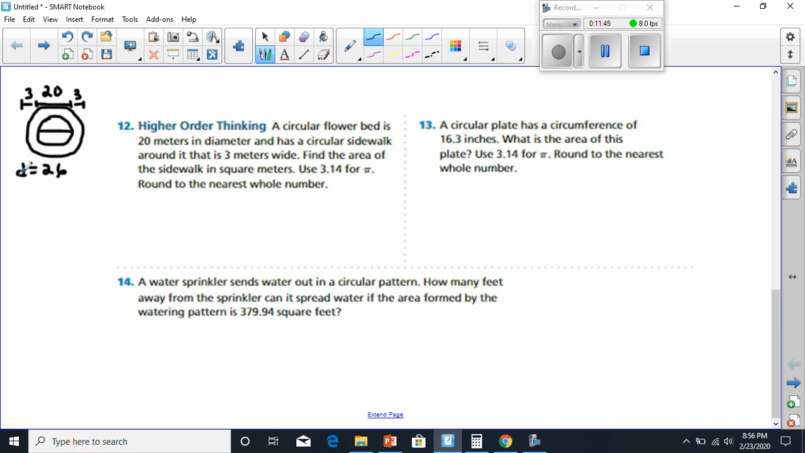I also know that 1 diameter equals 2 radiuses, which means we have to divide this diameter by 2 to find the radius. So my radius has to be half of 26, which is 13. Now I can plug that into my area formula, pi r squared, because pi r squared does tell me the area of a circle. Remember, this is the area of the sidewalk with the circular flower bed, okay? So we'll just put big circle.